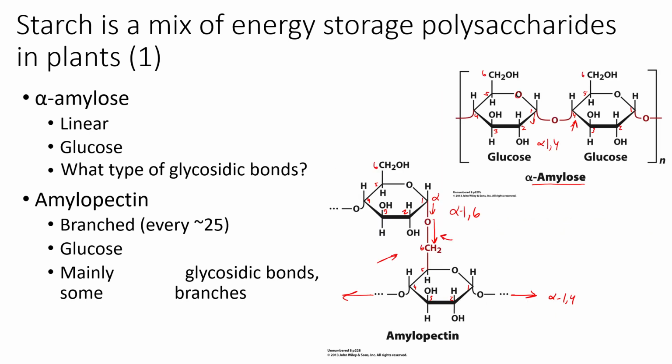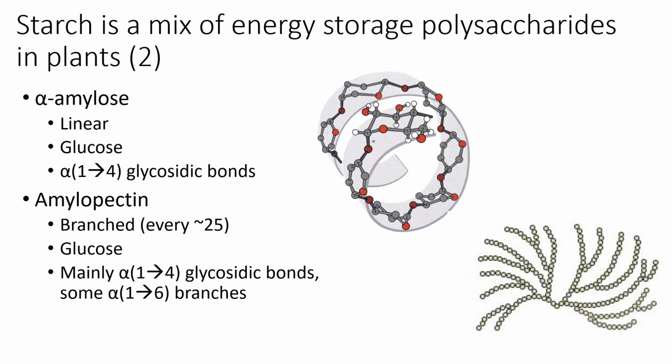So when we look at what this means for the larger structure of each of these molecules, again, as a reminder, alpha amylose is linear and it's all glucose, and it only has that one type of alpha 1,4 glycosidic bond.